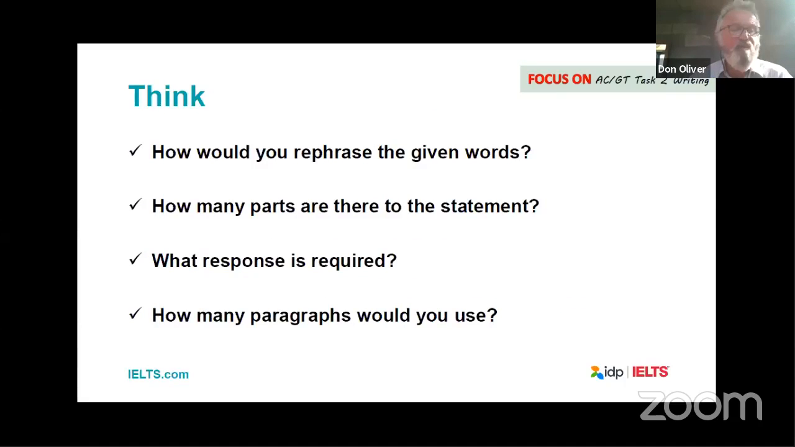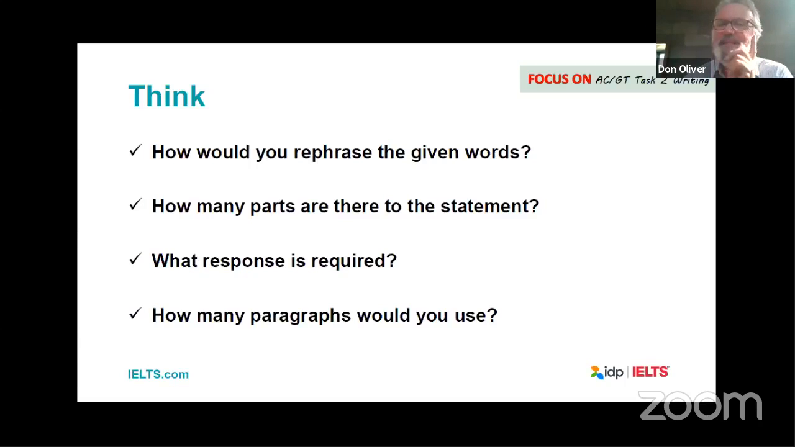Remember what we did before. We tried to rephrase the given words. We tried to analyze how many parts there are to the statement. We tried to deliver the response that was required, and we tried to logically organize our answer into paragraphs.